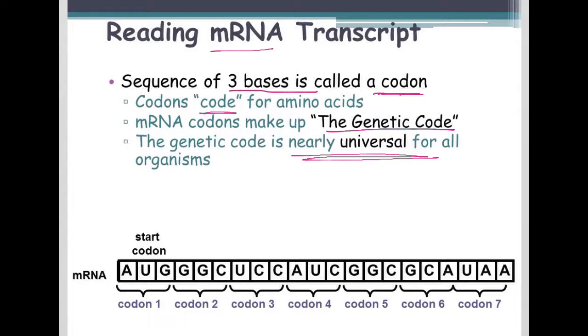And so if given this particular mRNA strand, we have divided it into codons. So with 3 nucleotides per codon.